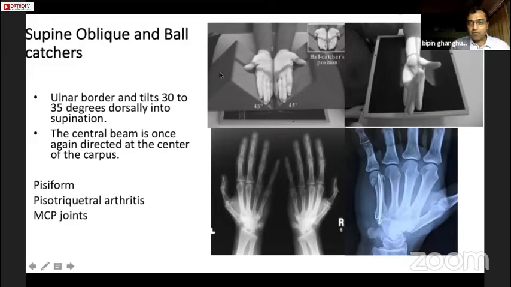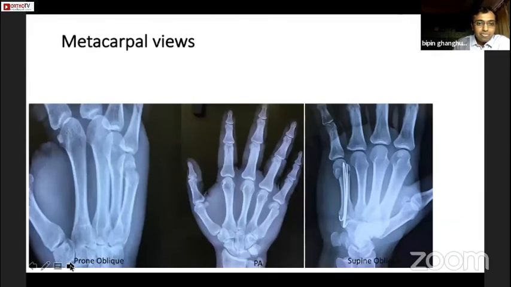A similar type of view is taken for a single hand. In this view, you can see the head of the metacarpal, and it is used for pisotriquetral arthritis and the metacarpophalangeal joint. These are the views mainly used for metacarpal fractures: prone oblique views, PA views, and a supine oblique view.